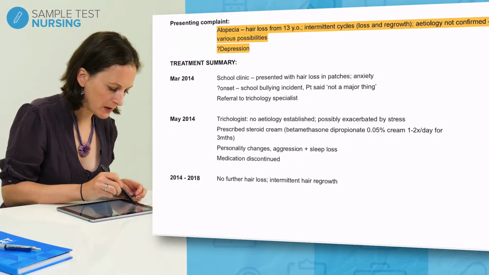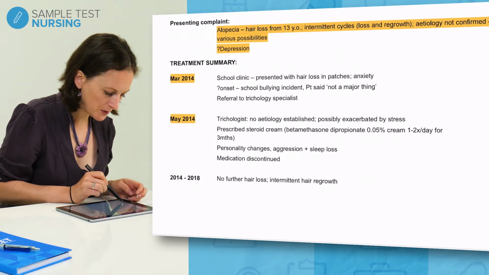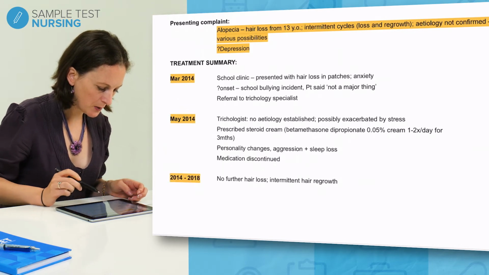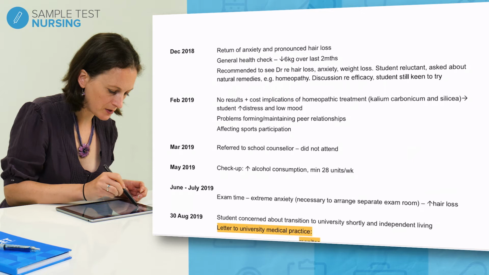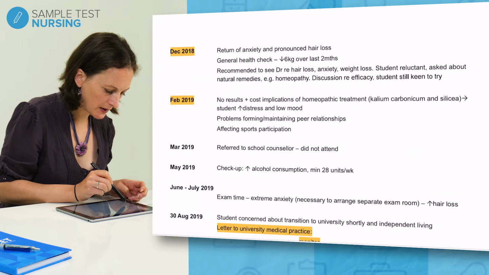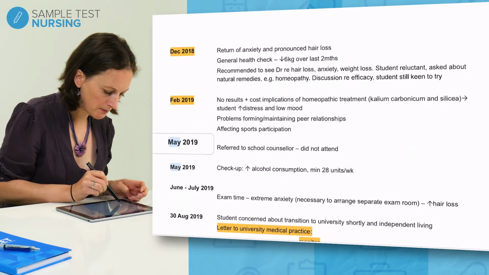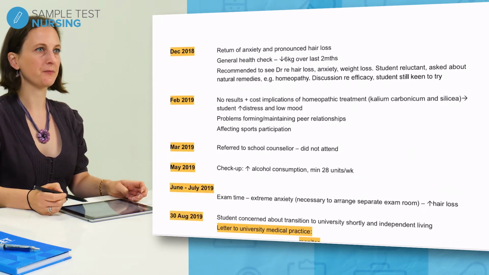The first appointments were in March 2014 and May 2014. And then between 2014 to 2018, there were no further appointments until December 2018. Then we have regular appointments occurring in February, March, May, June, July, and today in August in 2019. This helps me consider my structure. I can start to imagine one paragraph explaining the initial history in 2014, and then another paragraph on the more recent history.